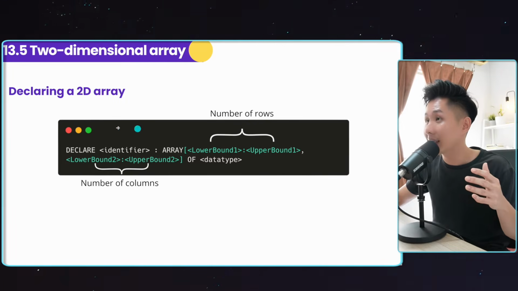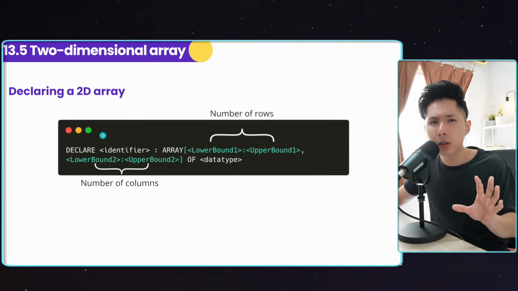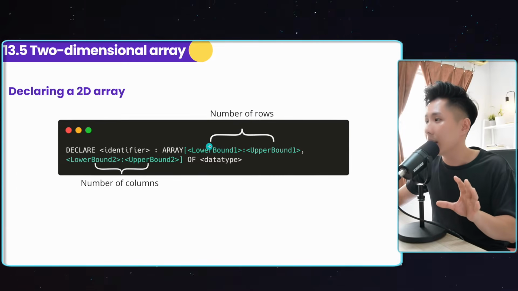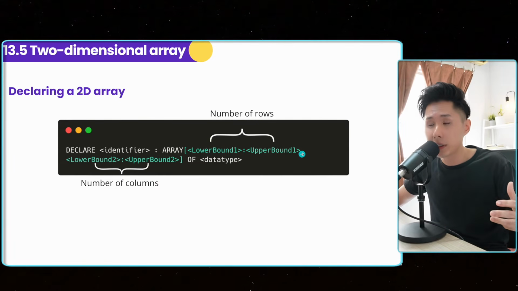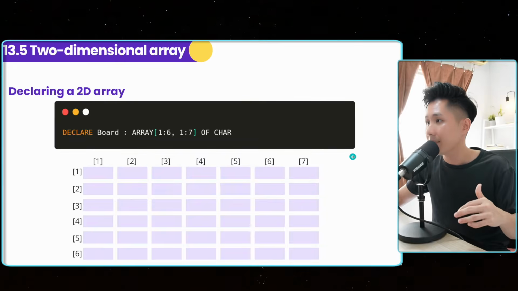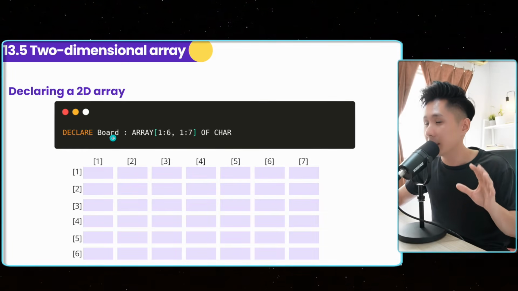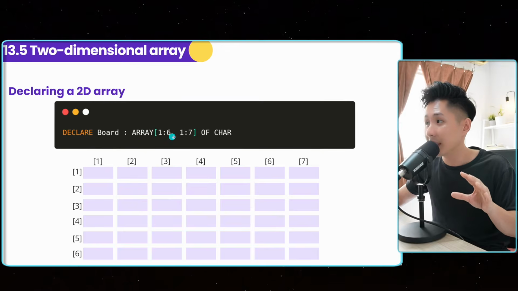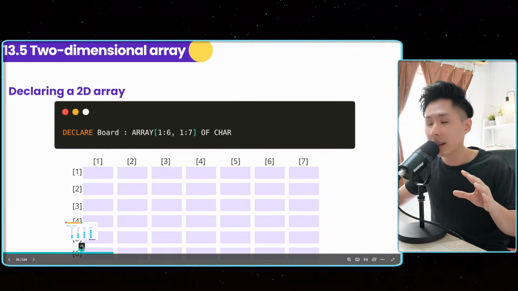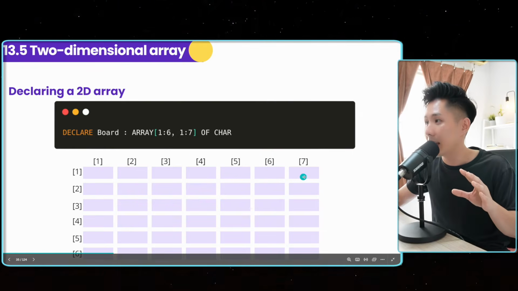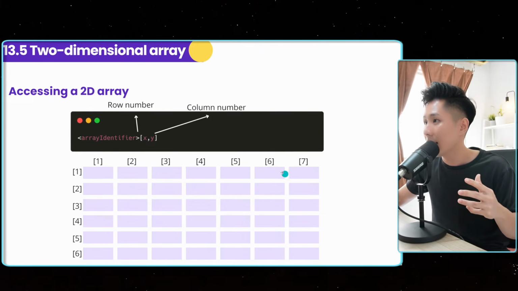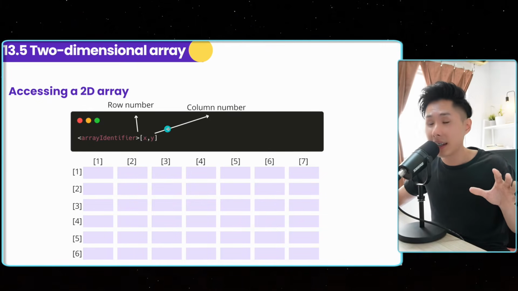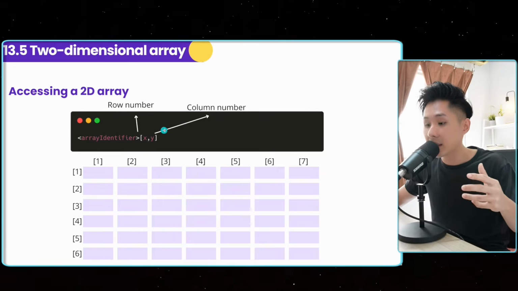So first of all, this is how we declare a 2D array. Very similar to how we declare a 1D array. It's just that now you have to define the lower and upper bound for the number of rows and number of columns. If I declare board, array 1 to 6, 1 to 7 of char, that means I will have 6 rows in my array and 7 columns in my array, and they will store the character char.